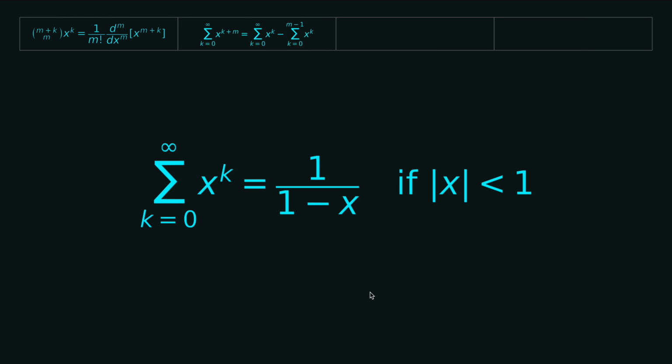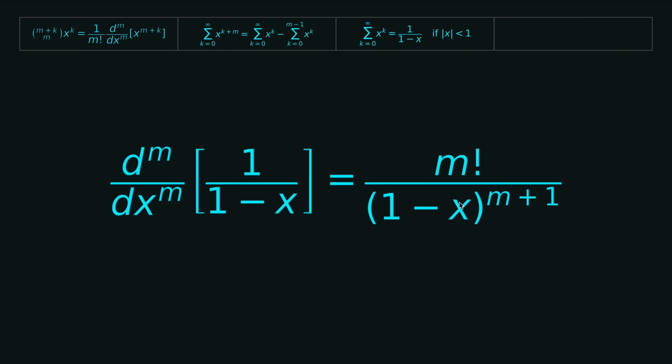The next result is just what a geometric series is equal to. I'm not going to do an example here just because people already most likely know this. Just keep in mind that in order for this to be true, the absolute value of x has to be less than 1. The final simplifying result is just the mth derivative of 1 over 1 minus x.